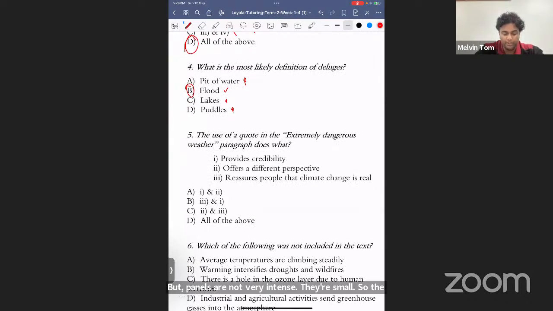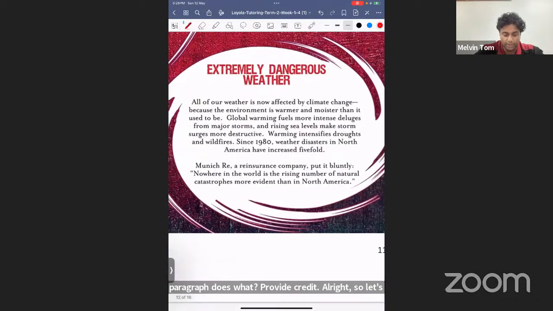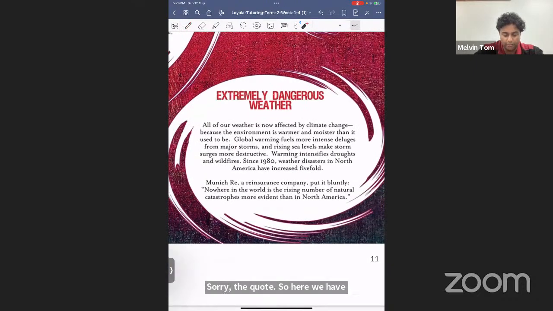The use of a quote in the extremely dangerous weather paragraph does what? Provide credit. All right, so let's find the definition. The quote. So here we have Munich Re, a reinsurance company, put it bluntly: nowhere in the world is a rising number of natural catastrophes more evident than in North America. So an insurance company is saying that global warming is causing a lot more natural disasters.